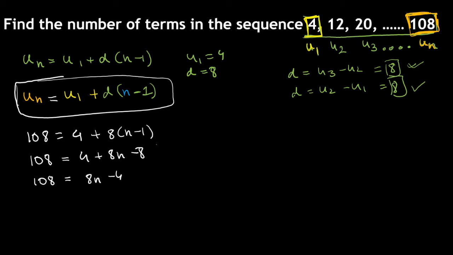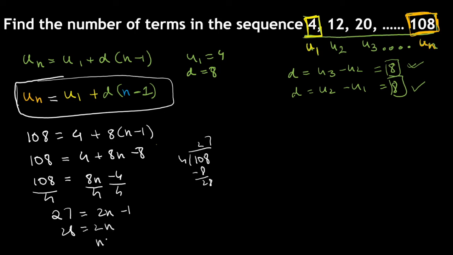We can simplify this equation a lot more. If we just divide everything by 4, we get 108 divided by 4, which is 27, equal to 2n minus 1. Let's take this here. 28 is equal to 2n. So n is equal to 14, right? So the number of terms in the sequence is 14. That's our answer.